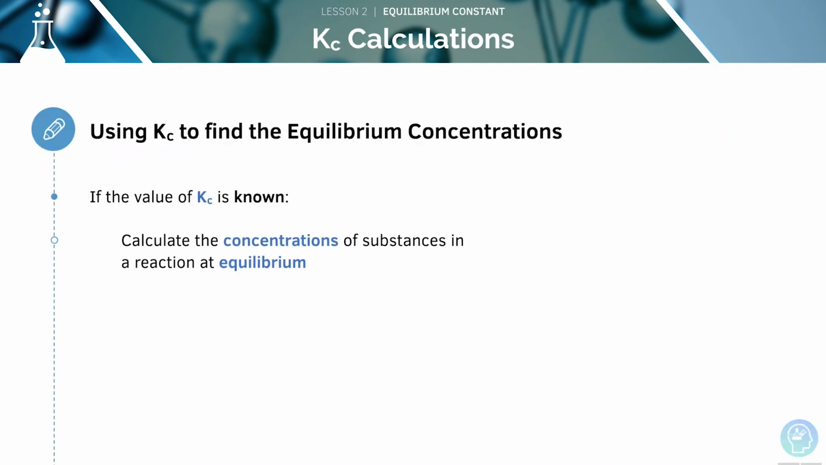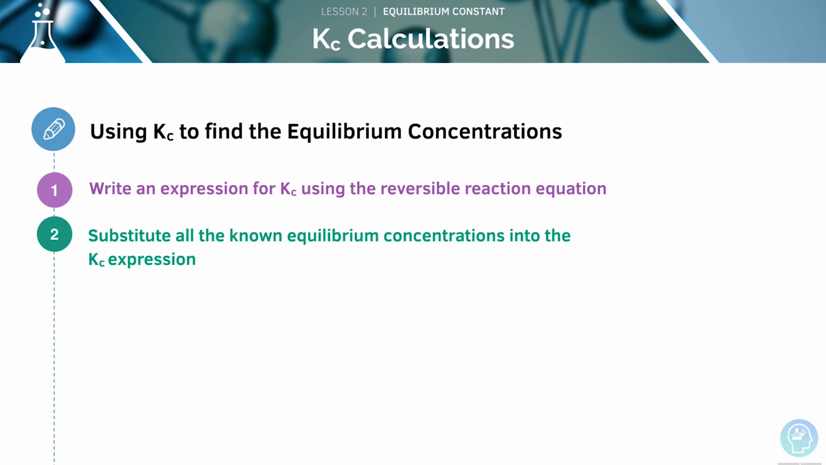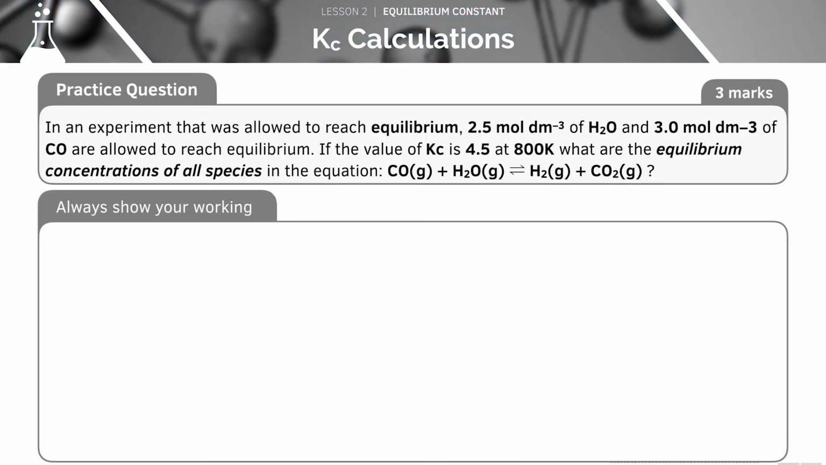If the value of Kc is known, we can calculate the concentrations of substances in a reaction at equilibrium. First of all, we will write an expression for Kc using the reversible reaction given. Next, we will substitute all the known equilibrium concentrations into the Kc expression. Finally, we will rearrange the equation to find the unknown equilibrium concentrations. Here's a practice question to test the knowledge we've just learnt. Feel free to pause the video now and have a go at this question by yourself.